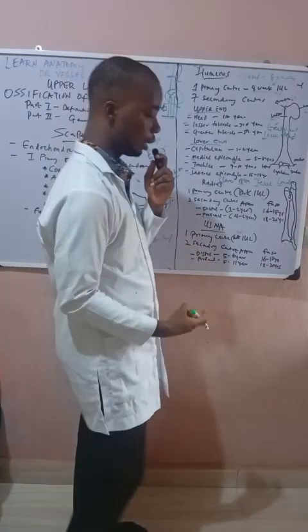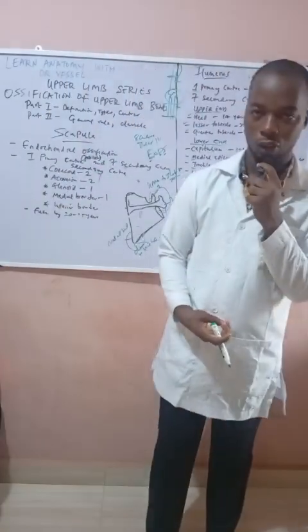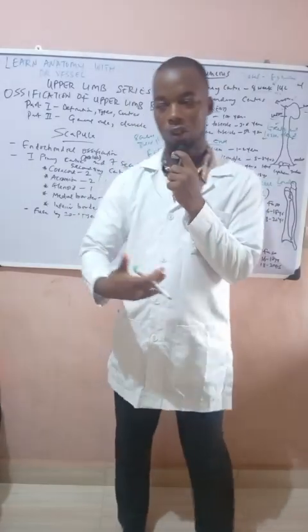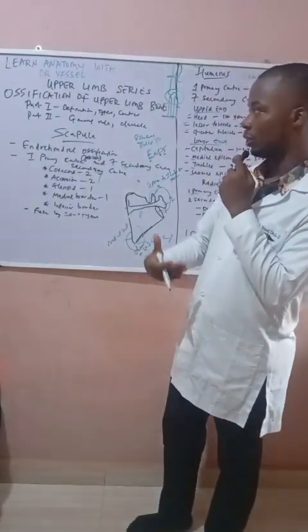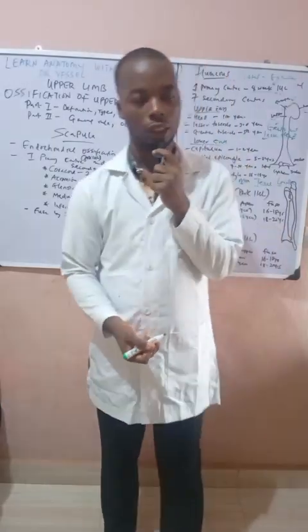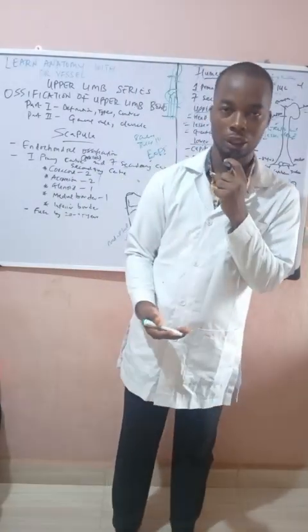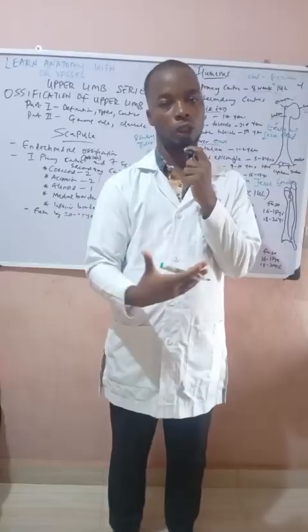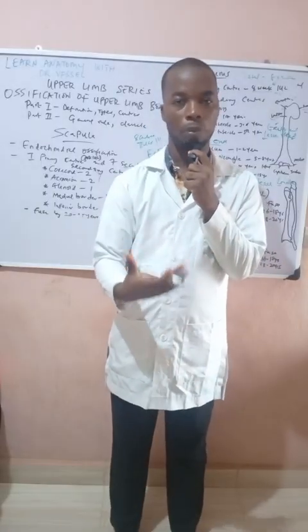We have come to the end of part 3 of ossification of long bones, where we looked at ossification of the scapula, the humerus, the ulna, and the radius. In the next part, I'll be looking at ossification of the remaining upper limb bones.